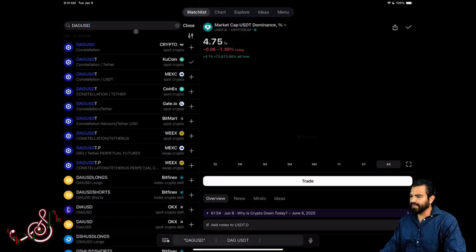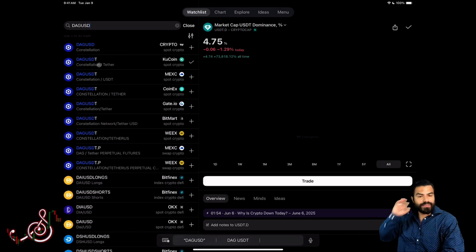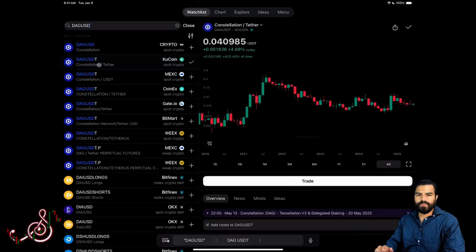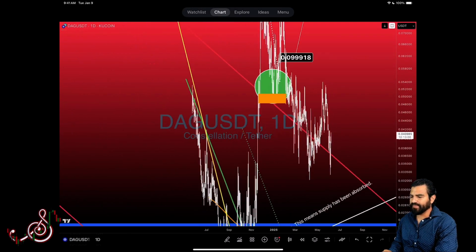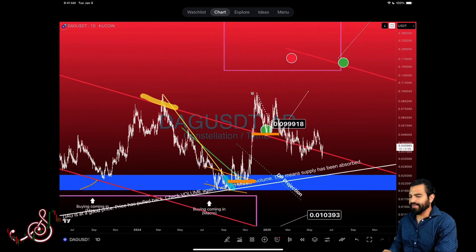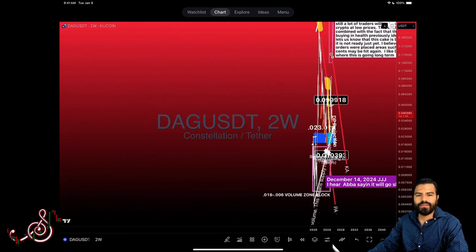DAG USD. And it looks like I have a map checked. I added it to my watch list already on KuCoin, so it's just called Constellation Tether. Let's click that button. And now I'm going to click this full screen above right here and click open. All right, let's see what I have for DAG. DAG, nabbit. Let's start with a high level time frame such as a 2-week chart.